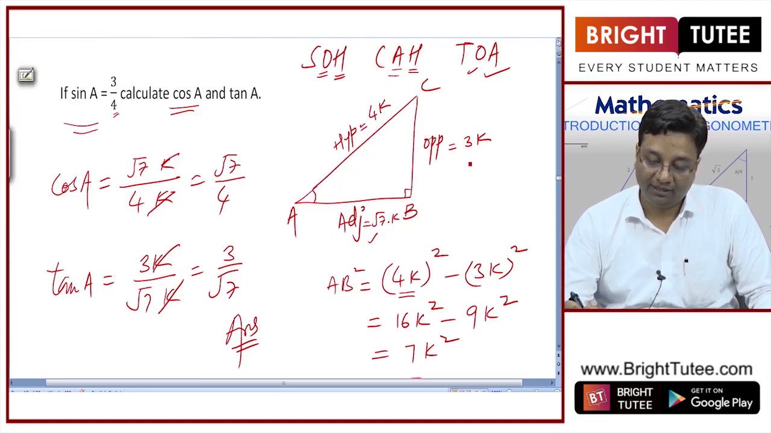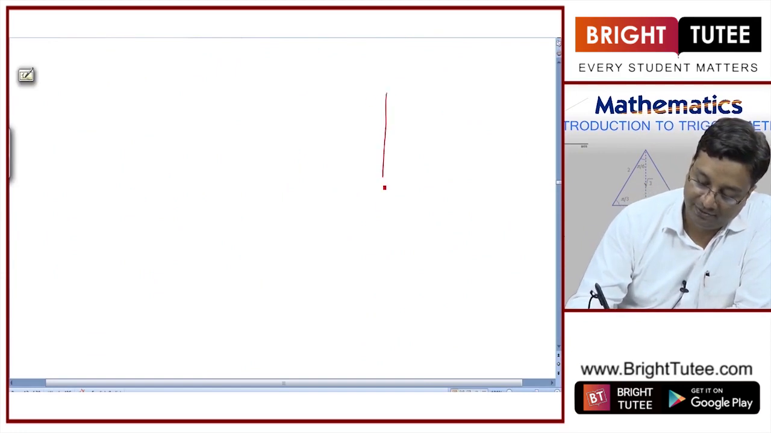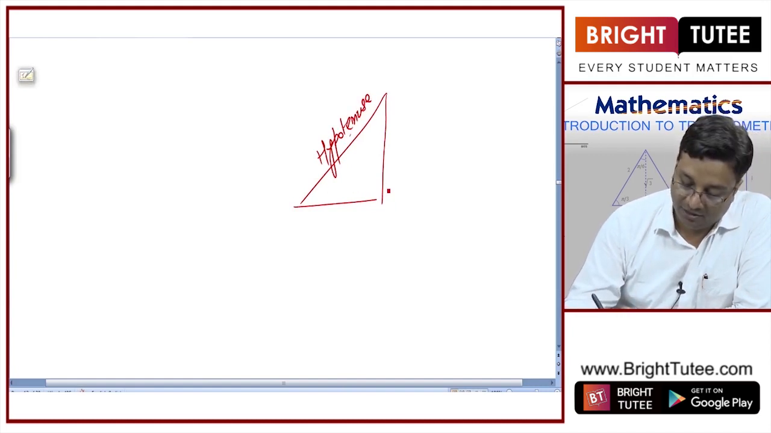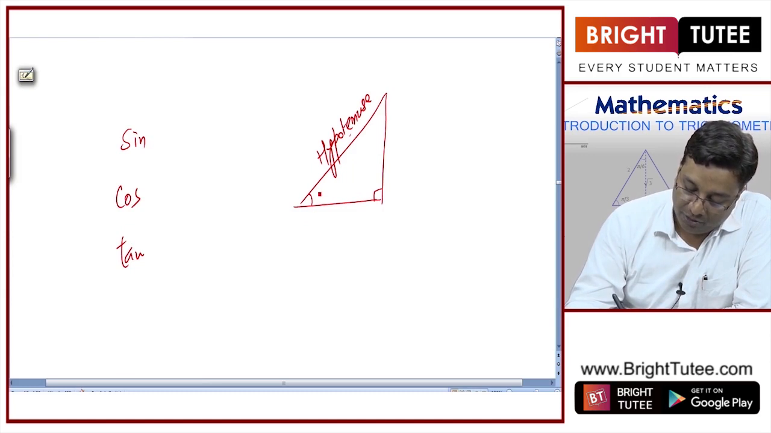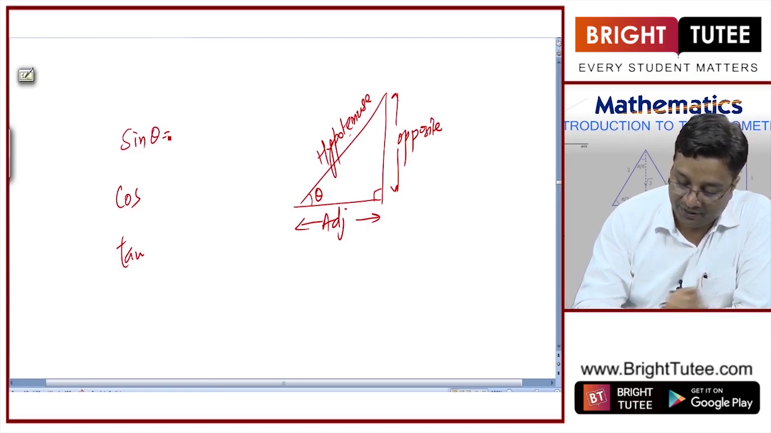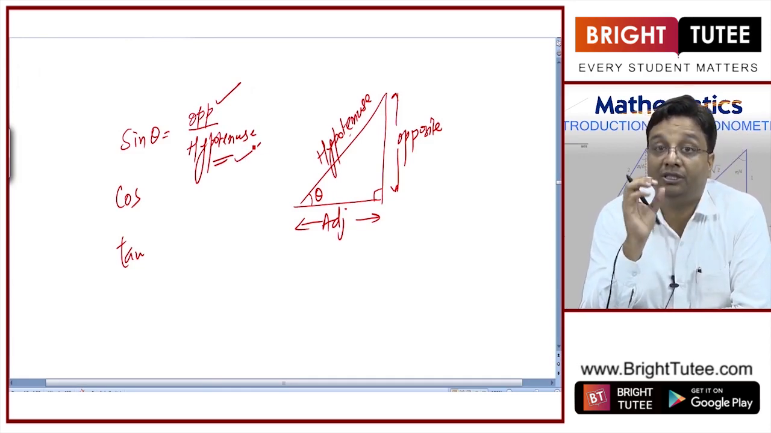And don't get confused that two sides are 3 and 4, so that side should be 5. No. In this particular question, this side is given as 4, right? So this is hypotenuse, this is the largest side. In a triangle, hypotenuse is the largest side. So if you talk about sine of angle theta, it will be equal to opposite by hypotenuse. If you notice here, this side will always be lesser than the hypotenuse, right? Because hypotenuse is the largest side.